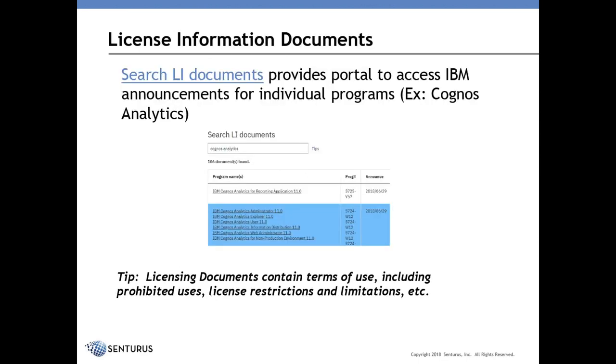And then the other area to note here is the License Information Documents, or LI portal, as IBM defines it. IBM provides this site to search for the LI documents by product name, program number, etc. And these documents contain specific terms of use, including limitations, which do need to be monitored as IBM reserves the right to modify these over time via announcements.